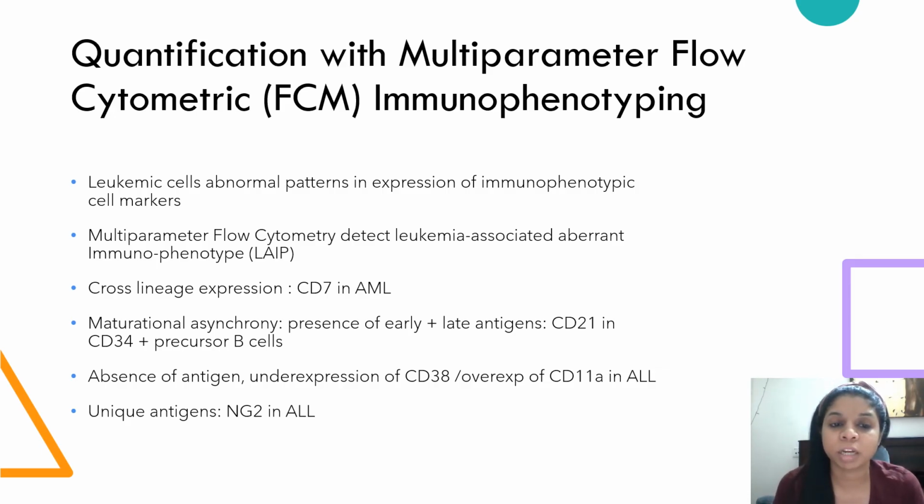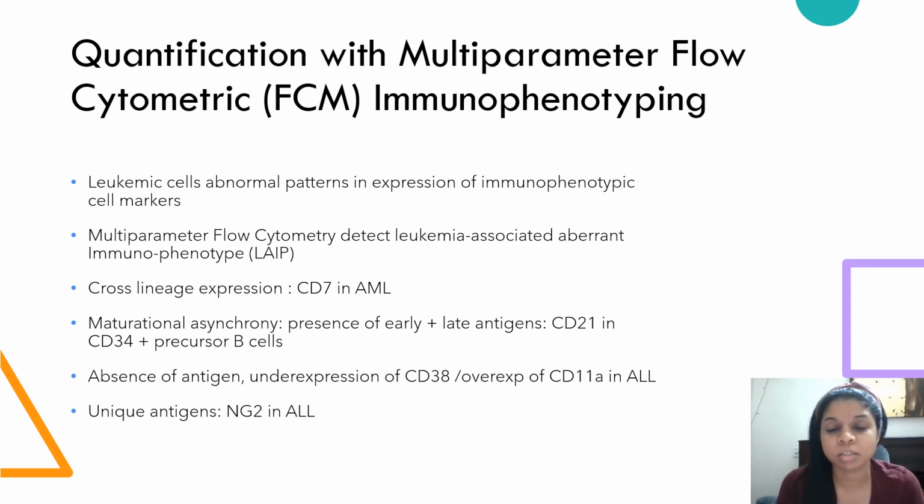And then multi-parameter flow cytometry detects this leukemia-associated aberrant immunophenotype, or what we call LAIP. They can be of different types. One is cross-lineage expression, that is CD7 in myeloid leukemic cells. Usually CD7 is a lymphoid marker, a T lymphocyte marker, and if it is seen in AML, it is a cross-lineage expression by which you can tell these are leukemic cells expressing CD7. Normal myeloblasts will obviously not show that, so you can identify that these are the leukemic cells.